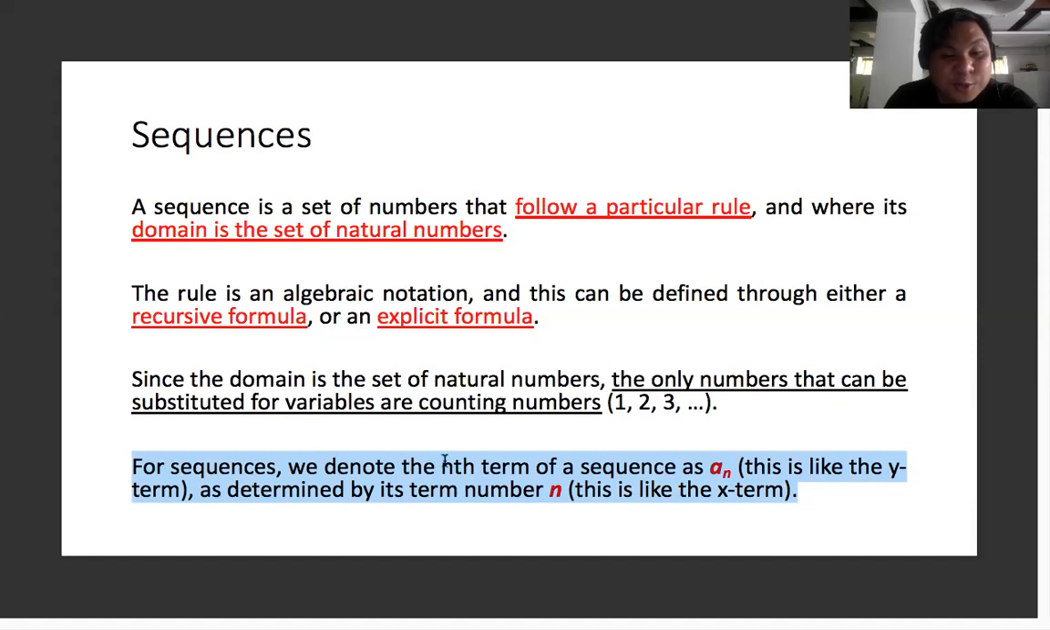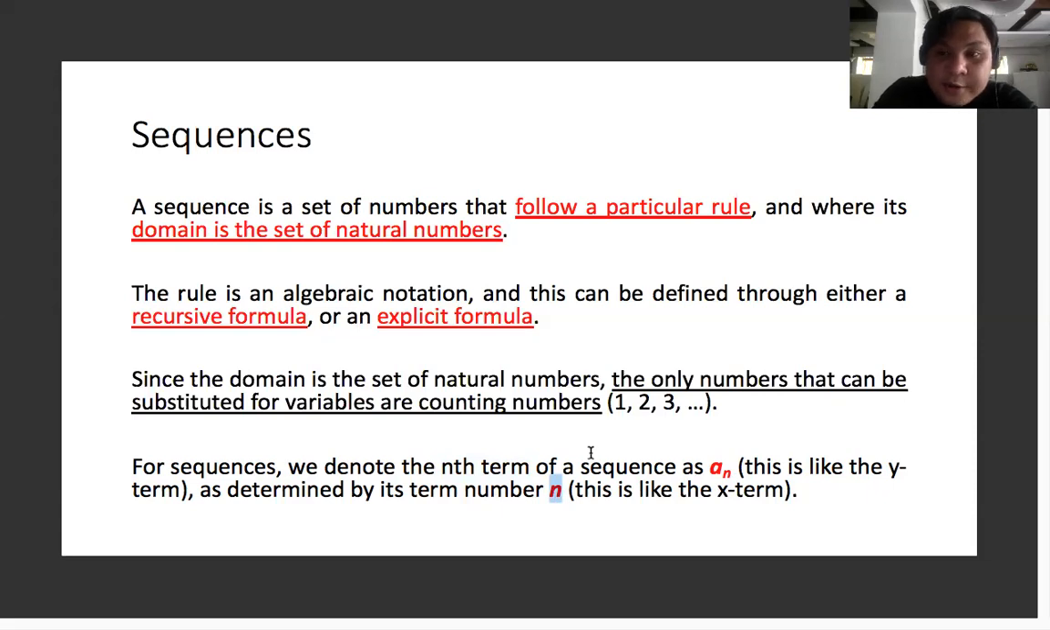For sequences, we denote the nth term of a sequence as a sub n. This is like the y term. In functions, usually we say f of x is equal to something, or sometimes we just refer to it as y is equal to something. For sequences, we replace that y or f of x with a sub n, which is defined as the nth term. It is determined by its term number n. So the n here represents the x term.